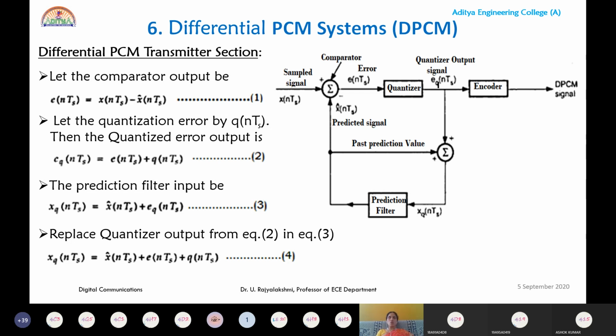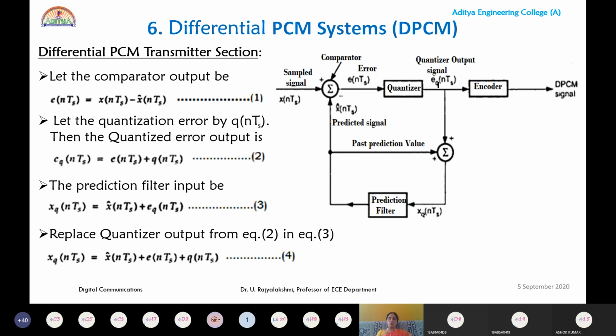Now, let us move to the quantizer section. So what is the input to the quantizer? The difference between the sample signal and the predicted signal, which is nothing but e of nTs. That error signal acts as the input to the quantizer. So here we are not transmitting the sample signal directly to the quantizer, as in the case of PCM. What we are doing here is taking the difference between the sample signal and the predicted signal, and that is applied to the quantizer. Now this quantizer will generate the output signal.